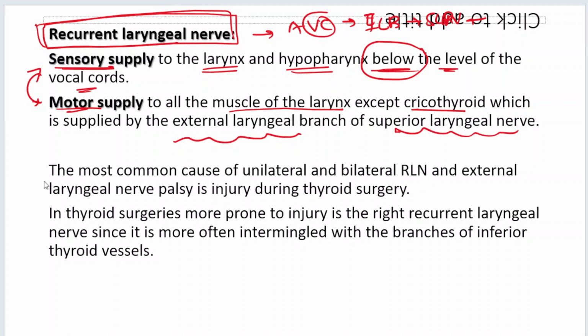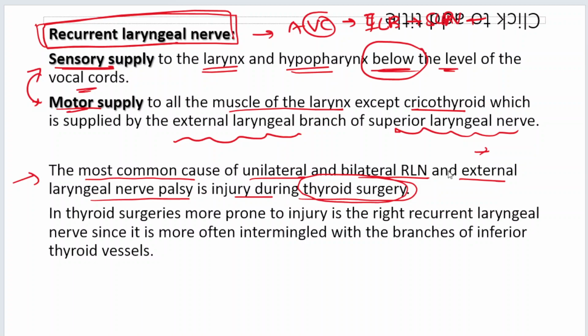One of the points I want to note here is that the most common cause of unilateral and bilateral recurrent laryngeal nerve and external laryngeal nerve palsy is injury during thyroid surgery. There are cases where patients come to you saying they have hoarseness of voice. When you do an indirect laryngoscopy or a video laryngoscopy, you find that the left recurrent laryngeal nerve is not functioning. There is a palsy of the left recurrent laryngeal nerve. This can be because of neuritis in most cases. Sometimes we don't know the exact cause; it may be idiopathic. Sometimes patients present to you like this.